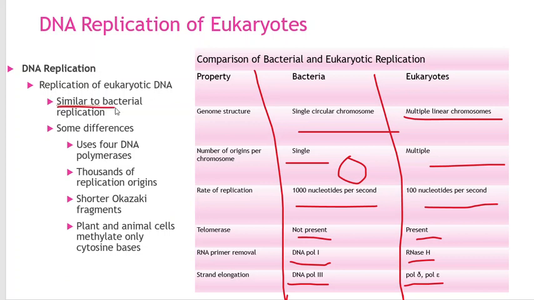Very similar. We use four polymerases, and have lots of origins. We use shorter Okazaki fragments. And in animals and plants, we put a methyl group, CH3, on cytosine only. We do not put them on the rest of the nucleotides.